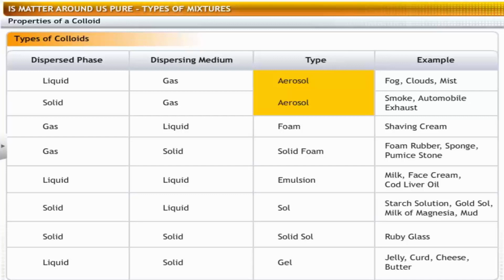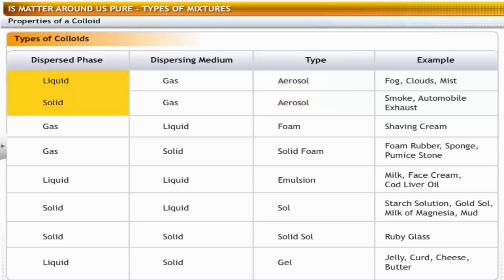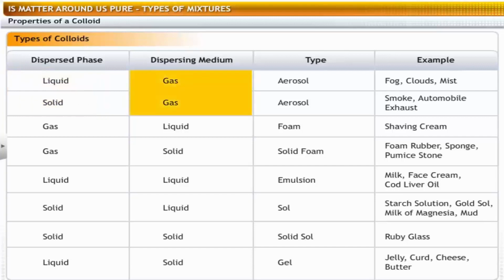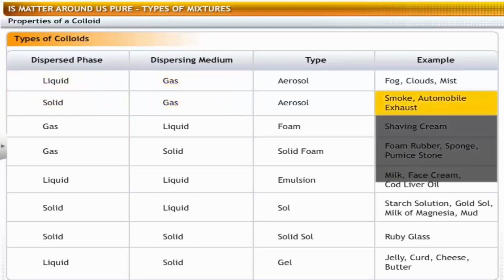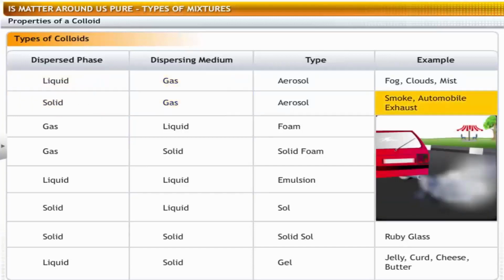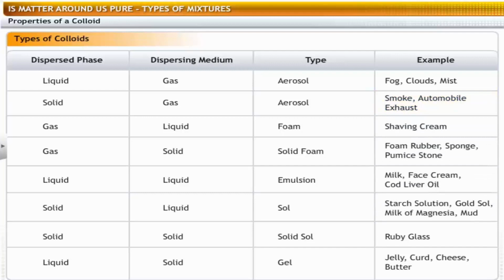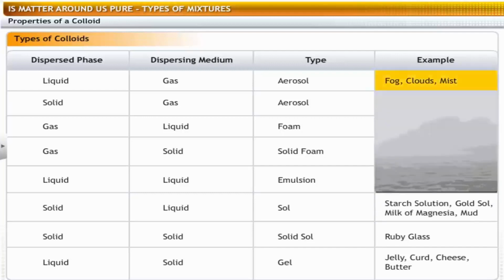An aerosol is a colloid in which the dispersed phase is a solid or liquid, and the dispersing medium is a gas. Smoke and automobile exhausts are aerosols in which solid carbon particles are dispersed in air. Fog, clouds, and mist are aerosols in which water is dispersed in air.